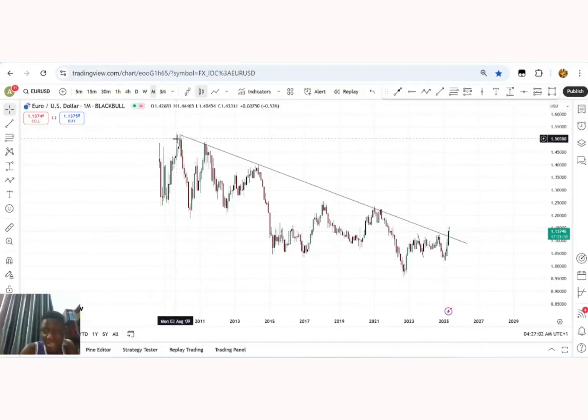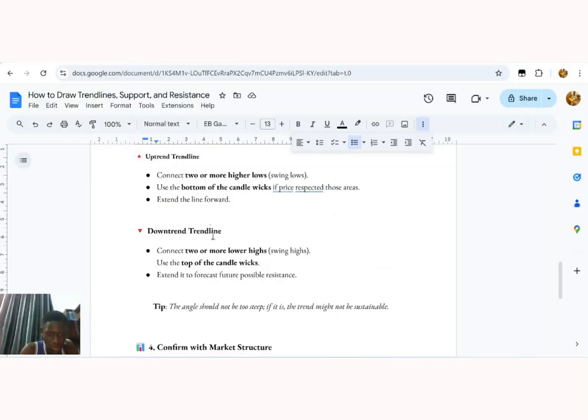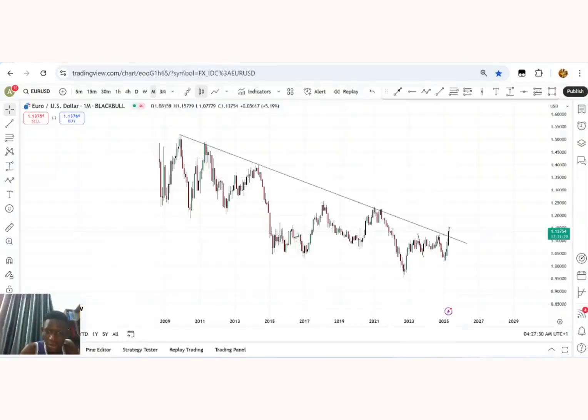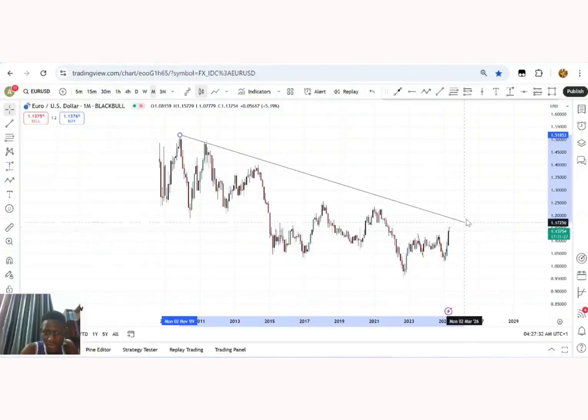So this is a downtrend. Looking at this trend, I know that this market is in a downtrend, right? It's a downtrend because it is consistently making lower highs and lower lows, except for this breakout now. So you can see the way we are using our trend line. So let's go back and extend to the future. The angle should not be too steep. If it is, the trend might not be sustainable. Like maybe doing it like this, it does not make any sense. Rather bring it to the current market price.